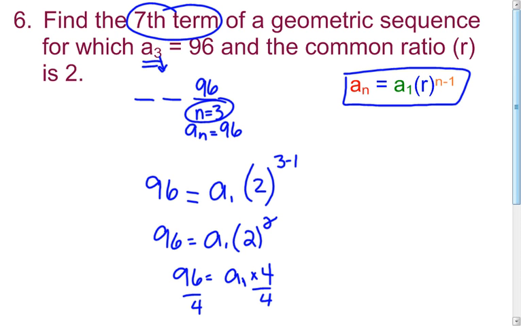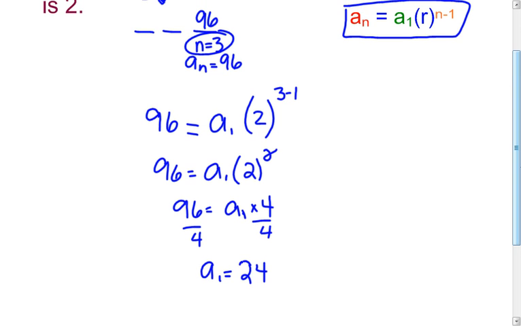Okay? But I had to find the first term in order to find the seventh term because I didn't really know. So to find the seventh term then, I will go A7 equals my first term, which is 24. I'm still using this formula right up here, this formula.